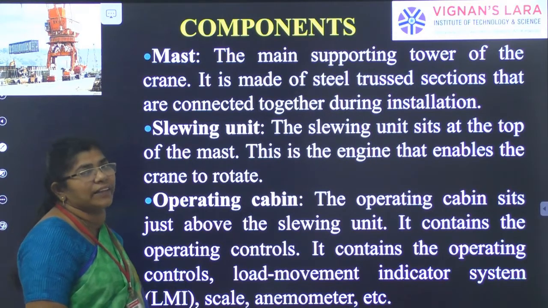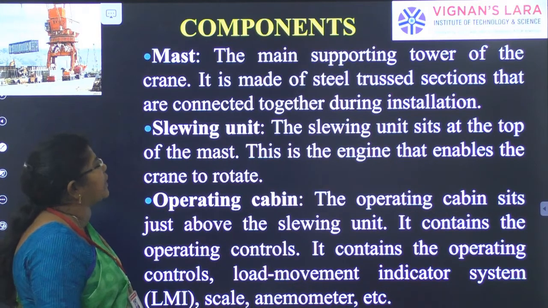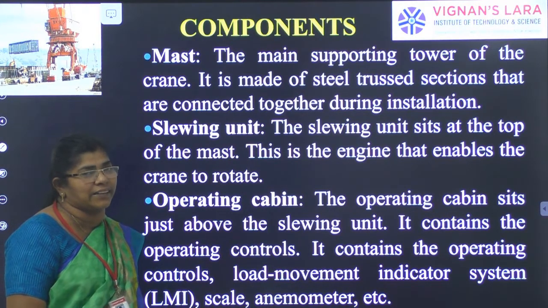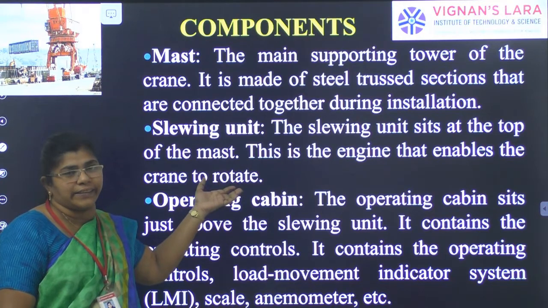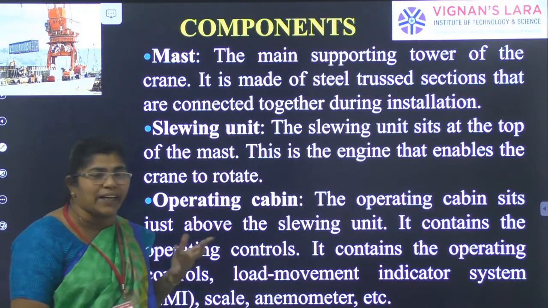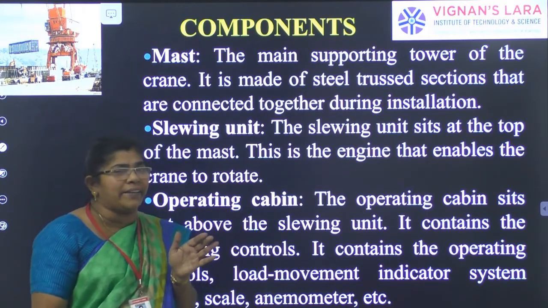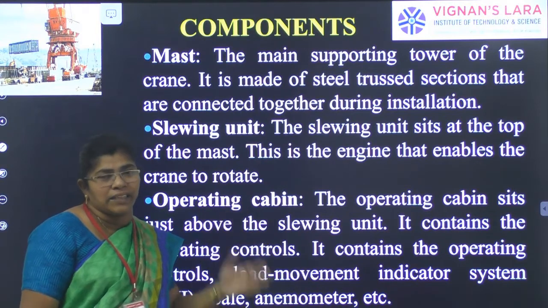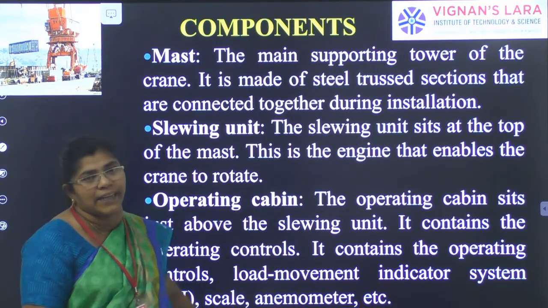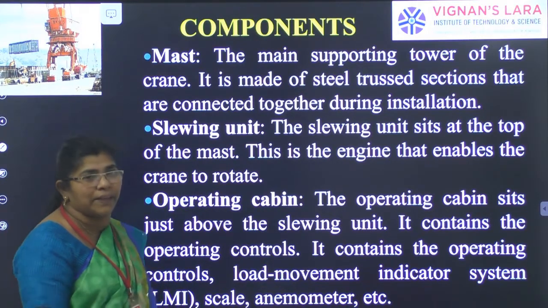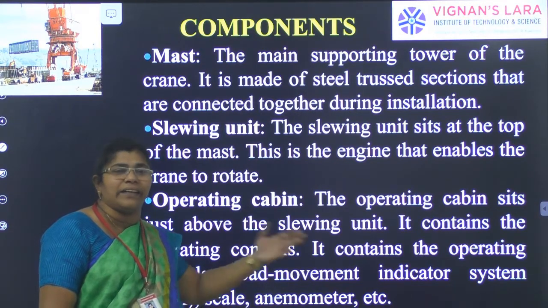So what are the components of the tower cranes? This is a very important question, mostly asked in question papers. Mast, the main supporting tower of the crane, is made up of steel truss sections. Based on how much load I have to carry, I have to design the truss sections. It is not a constant thing. The same type of truss is not necessary at the next location. Based on the load and the purpose of the crane, the steel truss can be designed and installed in place. Once it is installed, the tower crane can be used till the work gets over.